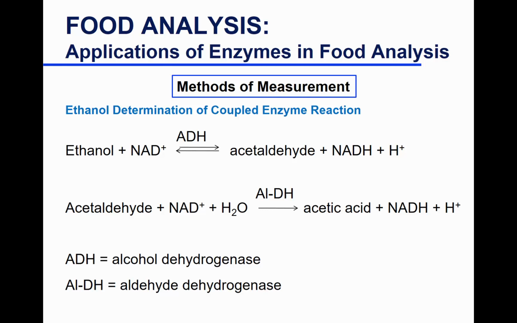So you can see here we're generating NADH twice in the reaction to enhance the sensitivity of the reaction, basically, because ethanol might be present in a small concentration. So when we do the calculations, 2 moles of NADH produced would be equivalent to 1 mole of ethanol present in your sample. Okay?